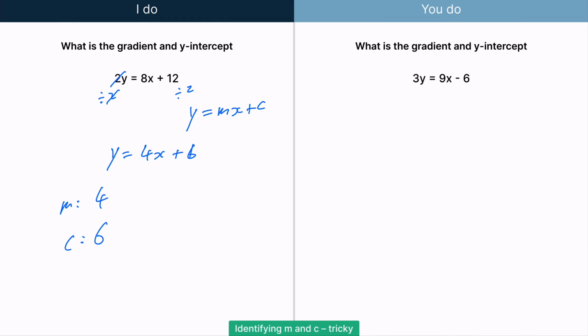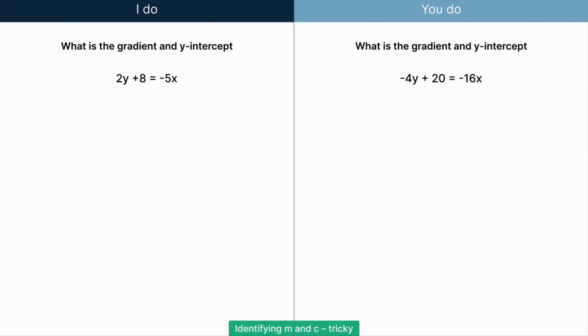So hopefully you've pressed pause here and had a go. So again, we just want to get rid of the 3 on the y. So divide each side by 3, we get y is equal to 3x minus 2. Your gradient is 3, your y-intercept is negative 2. Moving on, again, the exact same principle applies. We've just got to put it in the form y is equal to mx plus c.